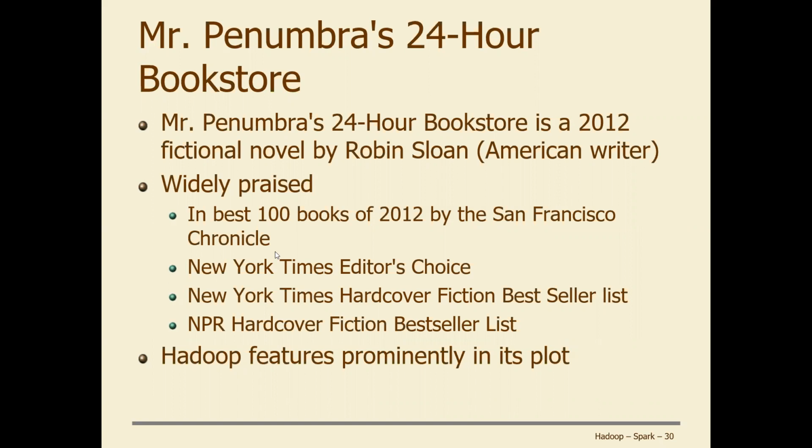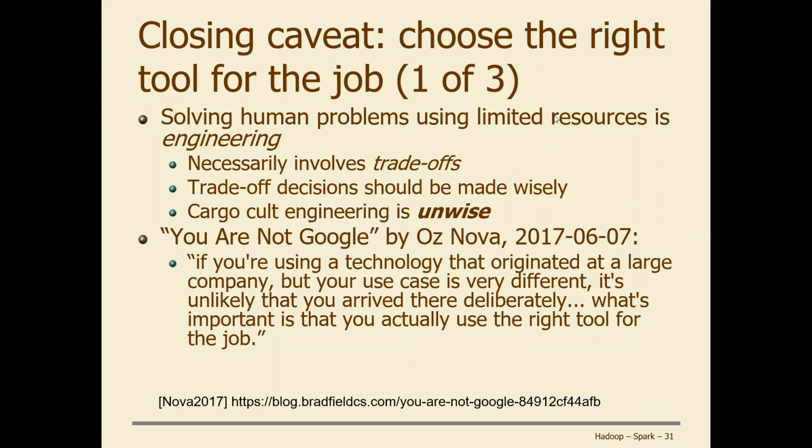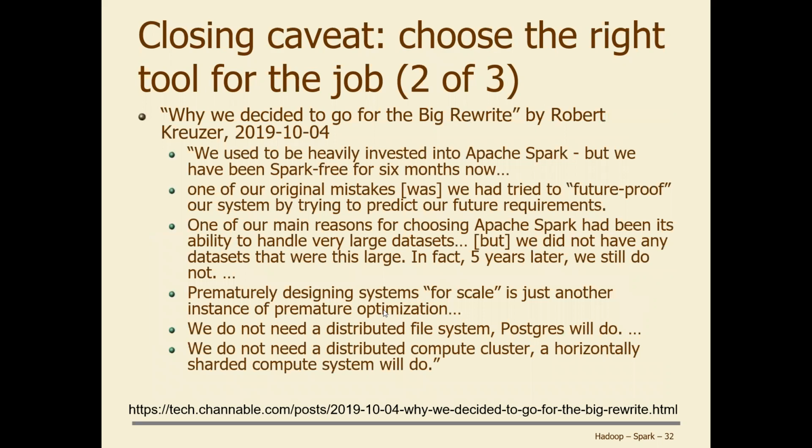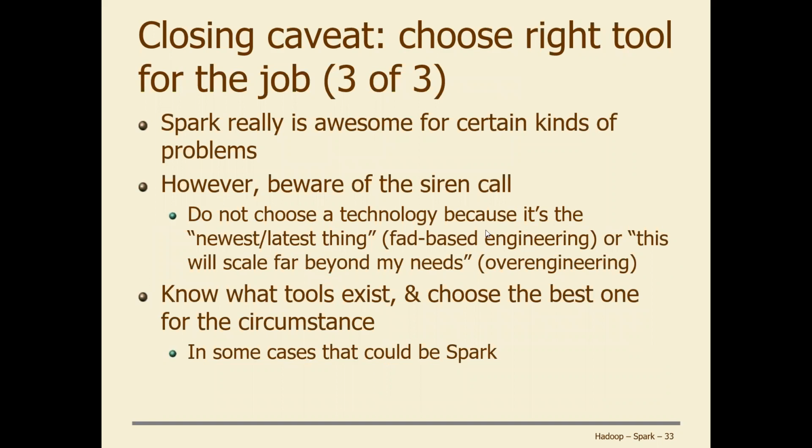So this is some sort of book which says: solving human problems using limited resources, engineering necessarily involves trade-offs. You're not Google. If you're using a technology that originated in a large company, but your use case is very different, it's unlikely to arrive there deliberately. You pick the right tool for the right job. Whatever is done in Google and Facebook is not necessarily right for us. Do not choose a technology because it's the newest, latest thing, or because it will scale far beyond my needs. That's the wrong thing.